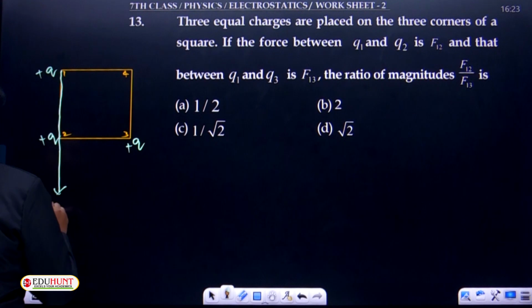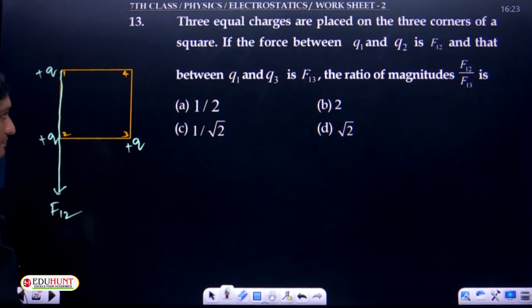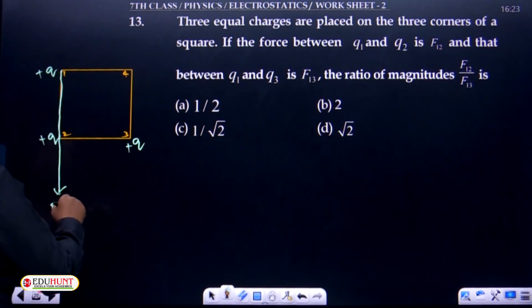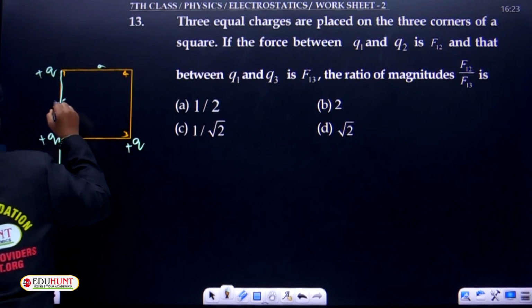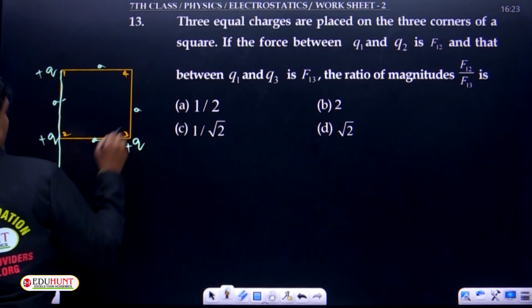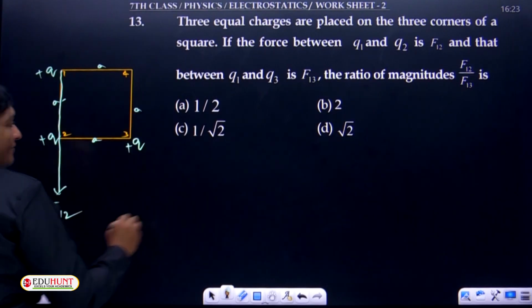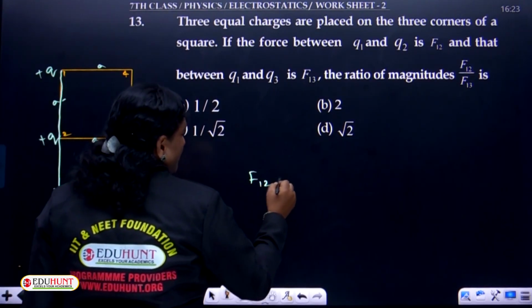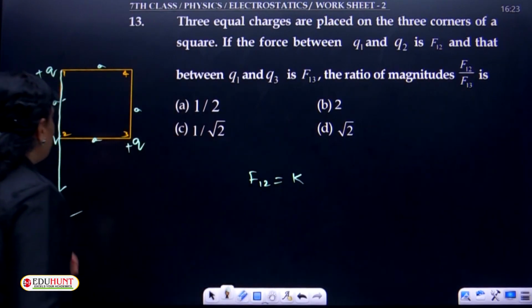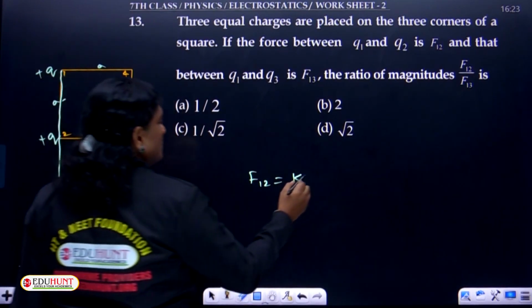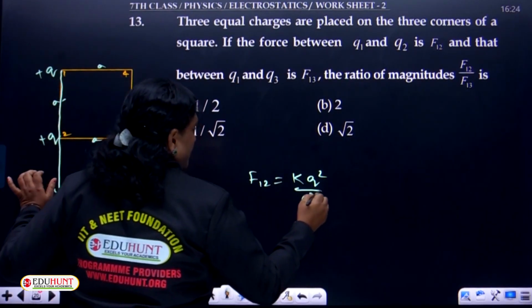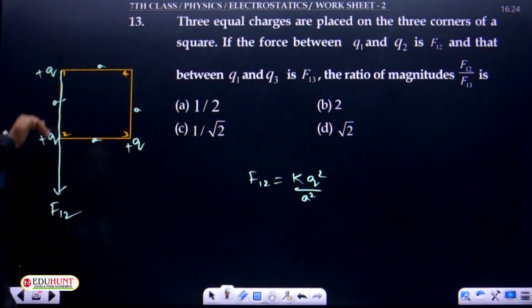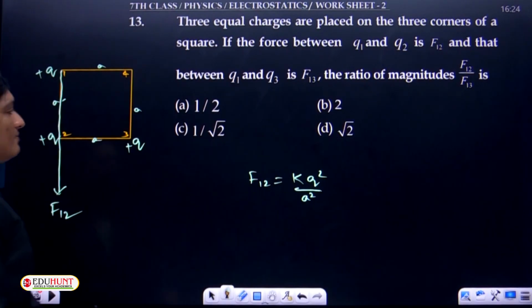And this force is given as F12. Let us suppose that the square has a side A. So this is also A, here also A, here also A. The value of F12 is found to be 1 by 4 pi epsilon naught times Q1 Q2, that is K Q square upon the distance between them, A square. So K Q1 Q2, Q square upon A square, is the value of F12.